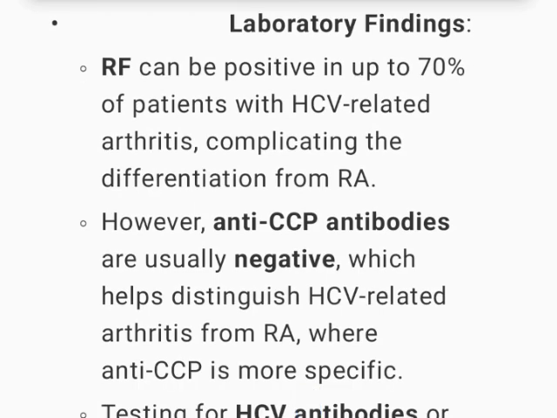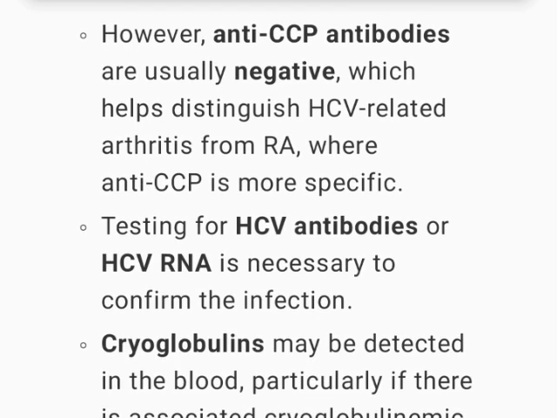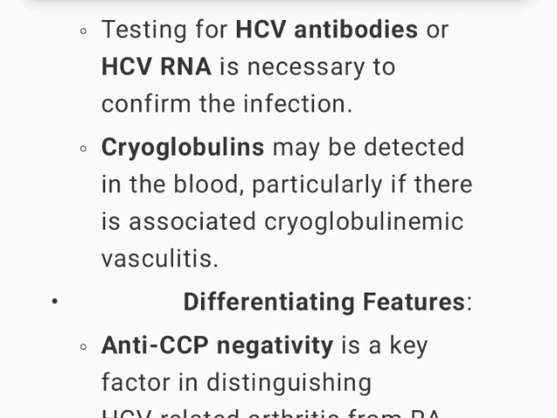Laboratory findings. RF can be positive in up to 70% of patients with HCV-related arthritis, complicating the differentiation from RA. However, anti-CCP antibodies are usually negative, which helps distinguish HCV-related arthritis from RA, where anti-CCP is more specific. Testing for HCV antibodies or HCV RNA is necessary to confirm the infection. Cryoglobulins may be detected in the blood, particularly if there is associated cryoglobulinemic vasculitis.